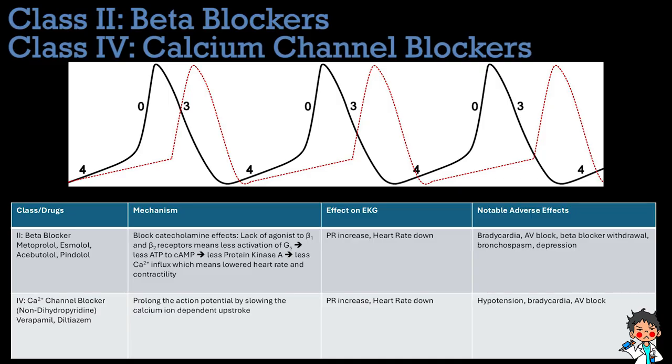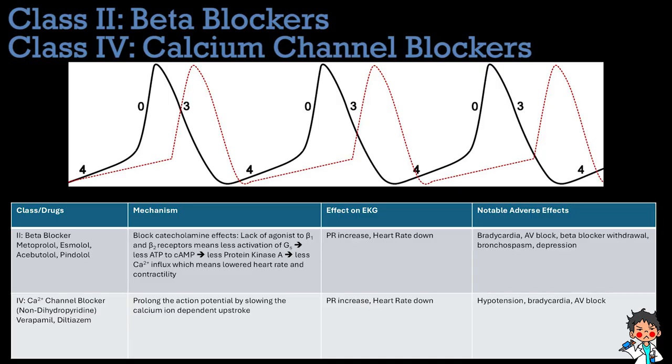So if I have a beta blocker, that means I have less activation of Gs, which means less conversion of ATP to cAMP, less protein kinase A, less calcium influx, which is what leads to the lowered heart rate and contractility that you see when you give a beta blocker. So the effect on the EKG, as you might imagine, is that the PR interval might increase, but mostly you're just going to see a decrease in heart rate.